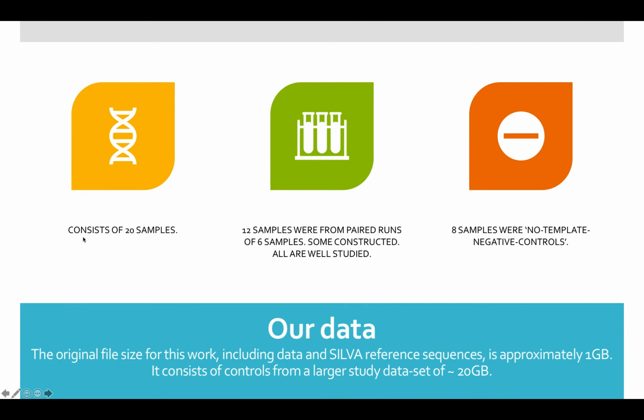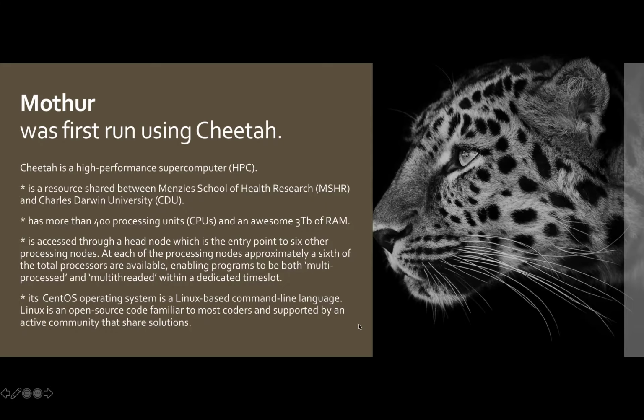Our data consists of 20 samples, 12 of which are from paired runs of 6 samples. Some are constructed, and all are quite well studied. 8 samples were no template negative controls. The data size is about 1 gigabyte from the full set, which is 20 gigabytes. Let's have a look at Mothur first.